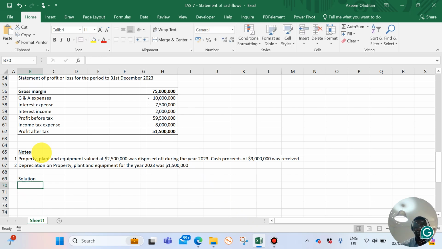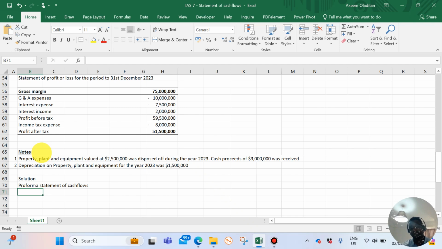So pro forma statement of, let me see, pro forma statement of profits, no, statement of cash flows. So in that pro forma statement of cash flows, though the standard says that we should start from profits before tax, I would say that I will start from profit after tax.